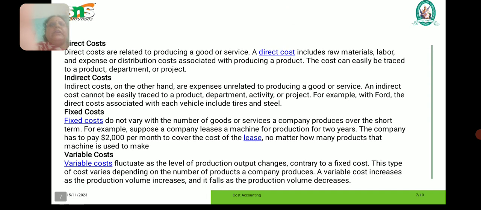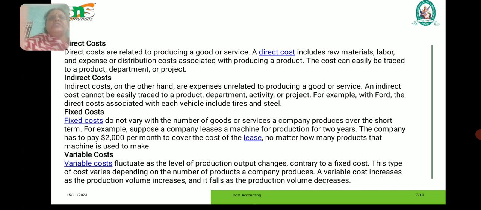So direct cost. Direct costs are the costs that relate to production of goods or services. So it includes direct raw material, labor and expenses, or distribution costs associated with producing a product. Indirect costs, on the other hand, are expenses unrelated to the production of goods or services. An indirect cost cannot be easily traced to a production department, activity, or project. For example, with Ford, the direct costs associated with each vehicle include tires and steel.